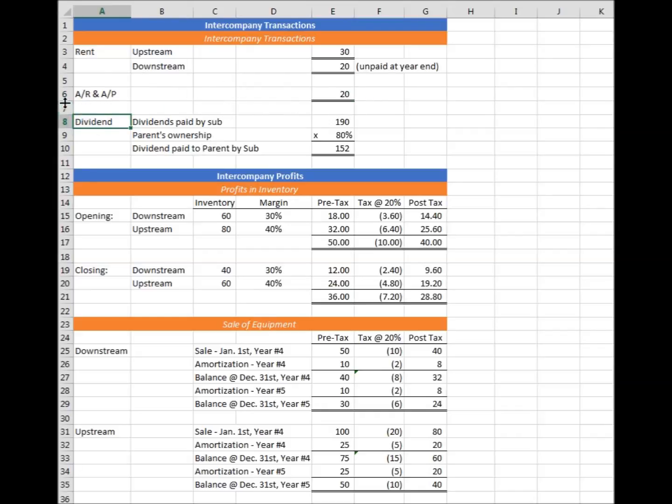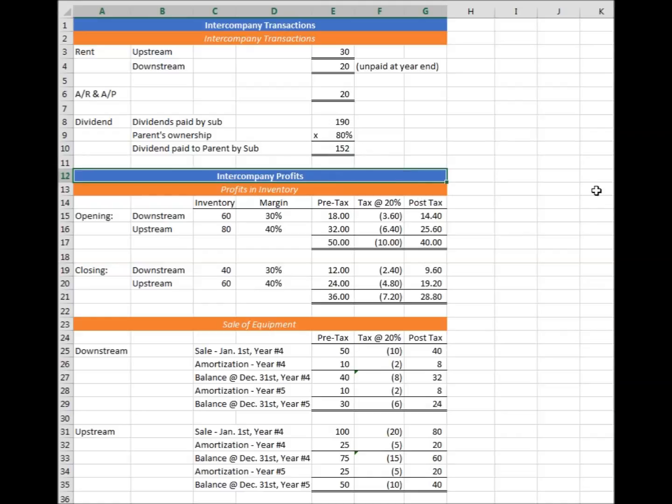And last but not least, our dividends over here. So what we're going to want to do is remove the portion that belongs to the consolidated entity. So since we own 80% of it, we're going to want to remove 80% of the dividends that we receive from the sub. So 190 is the full amount of dividends that the sub paid. We multiply that by 80% ownership, and we get 152.